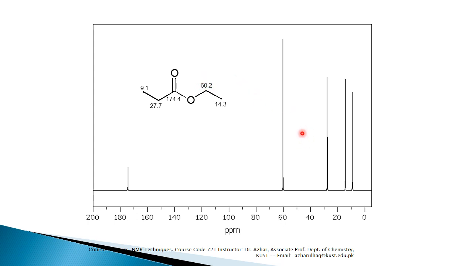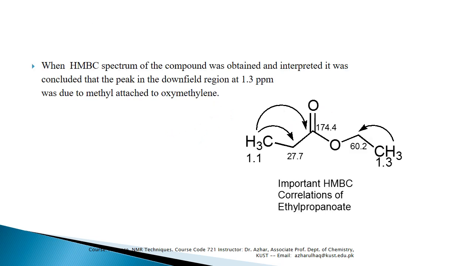The methylenic carbon that is connected with the carbonyl carbon shows resonance at 27.7, and the 2 methyl carbons appeared at 14.3 and 9.1 in the spectrum. So when the HMBC spectrum for this compound was obtained and read, it was concluded that the peak in the downfield region at 1.3 ppm was due to the methyl attached to the oxymethylene.